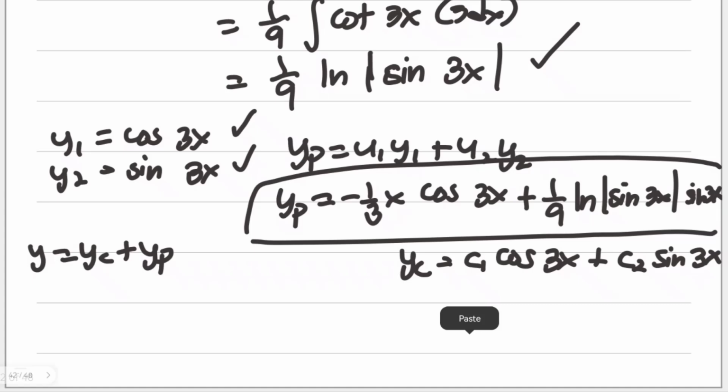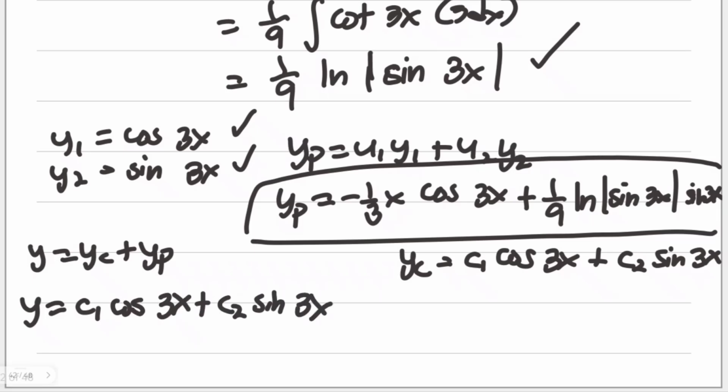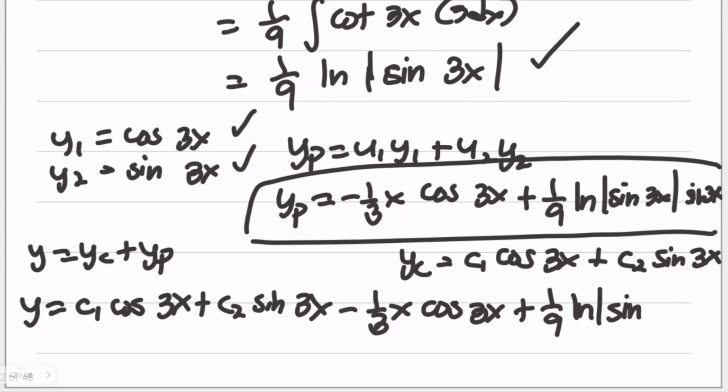Okay, so y sub c plus y sub p, finally our solution would be in this form. y is equal to y sub c, c sub 1 cosine of 3x plus c sub 2 sine of 3x, and then your y sub p, which is minus 1/3 x. I forgot the x. Minus 1/3 x cosine of 3x plus 1/9 of natural logarithm of sine 3x times sine 3x. You might want to place it there, but I could.